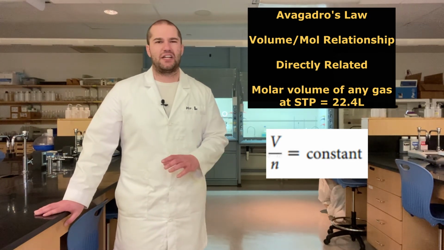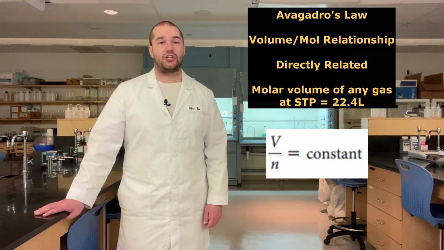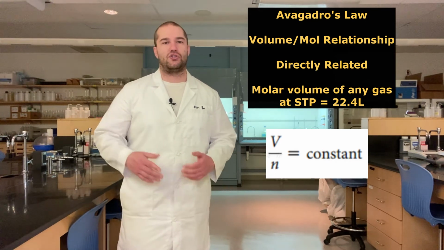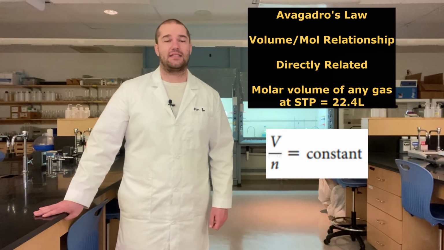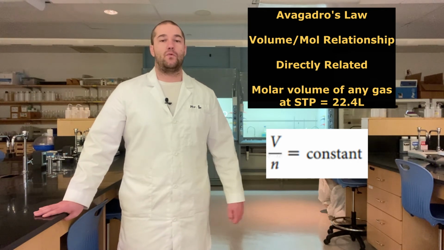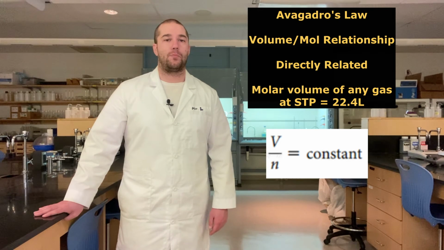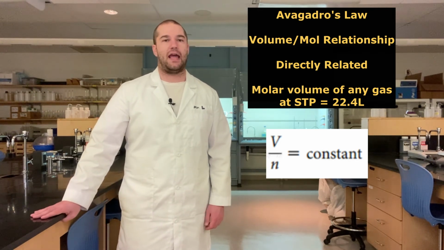If we're at that special condition we just talked about, STP, standard temperature and pressure, which is 0 degrees Celsius, 273 Kelvin, and 1 atmosphere of pressure, then we get this special conversion factor, where 1 mole of any gas at STP is going to take up 22.4 liters. So if we had 2 moles of gas at STP, it would take up 44.8 liters. So it's this special easy conversion factor as long as we're at STP.